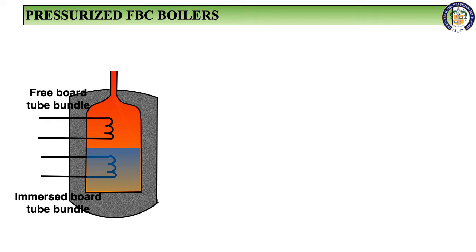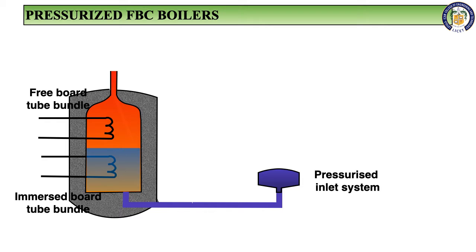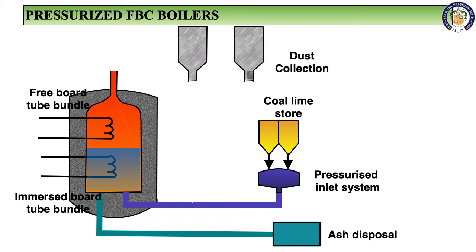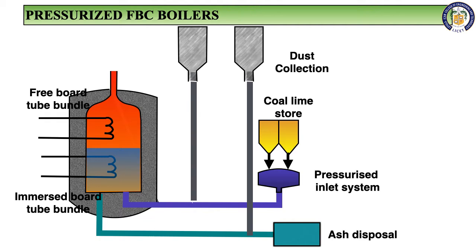So we have a pressure inlet system. From there, it's connected to the boiler, and then we have the coal and lime store, which is connected to the pressurized inlet system, and ash disposal for collecting the ash from the boiler. Then we have the dust collector to remove the dust particles from the ash and also from your coal inlet system. Then the function of the boiler.